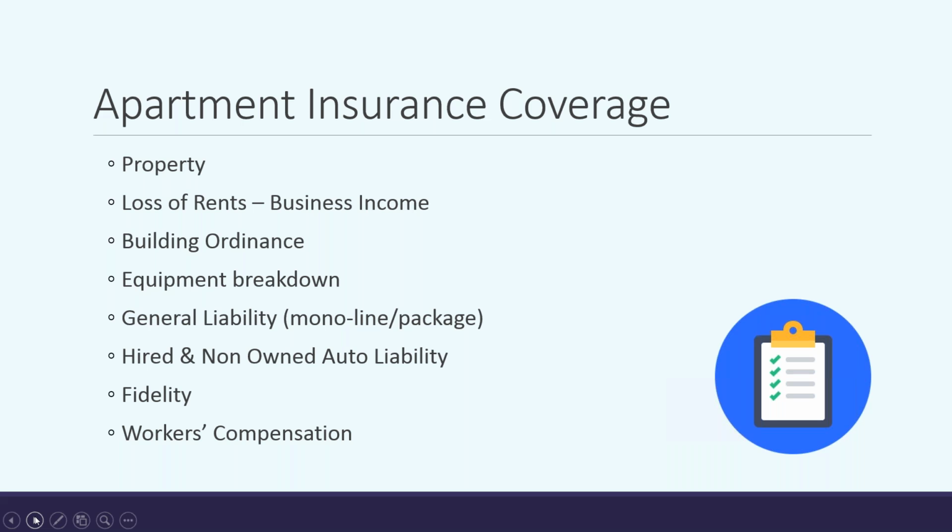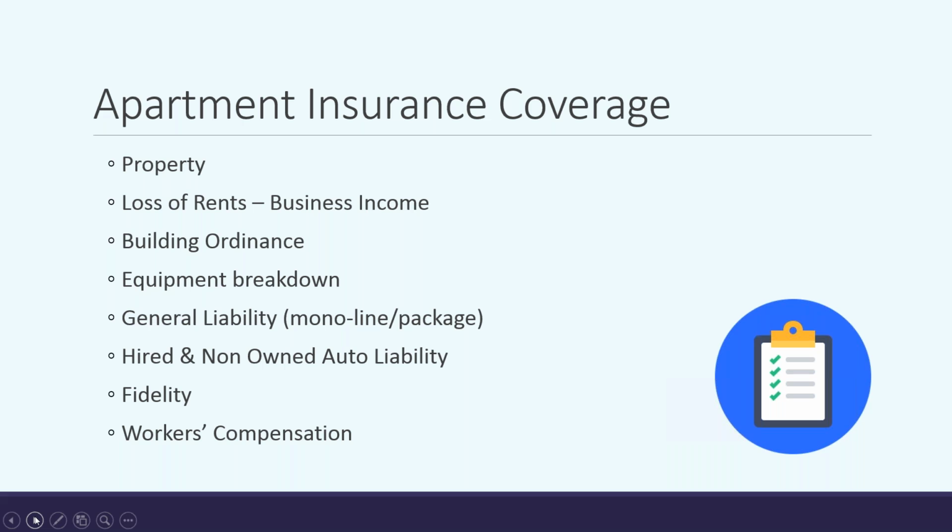And then there's building ordinance, which there are 3 types of building ordinance. There's coverage A, coverage B, and coverage C. Coverage A is loss of undamaged portion, and that's generally equal to your building limit. And then there's coverage B, which is for demolition, and then coverage C is increased cost of construction. So B and C can either be their own separate limits or they can be combined. And generally, if they're combined, I generally see it at about 10% of the building limit for that coverage. And then you're looking at equipment breakdown, for the different components there.